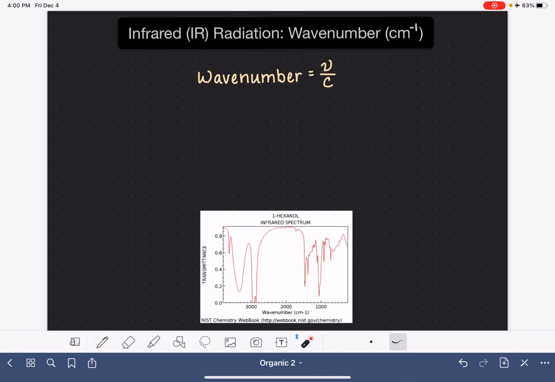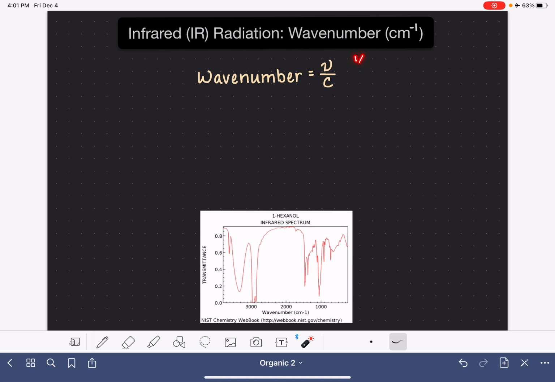In infrared spectroscopy, the type of infrared radiation that is absorbed by bonds in a molecule is not expressed in units of wavelength, it's not expressed in units of frequency, or even in units of energy. It is expressed in units of wave number. Wave number is calculated by taking the frequency of the radiation and dividing it by the speed of light.